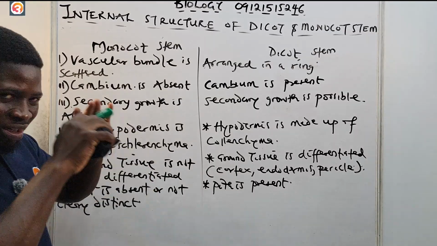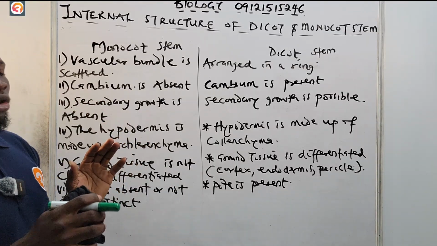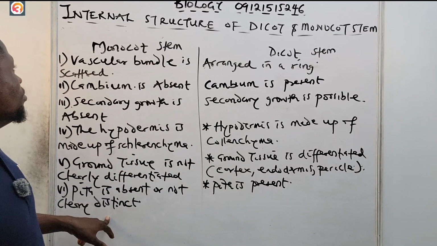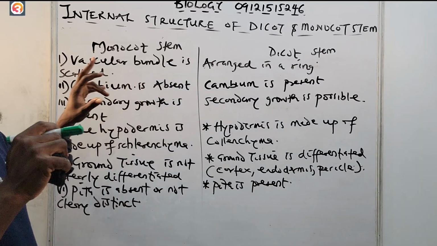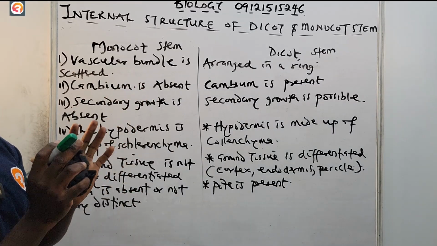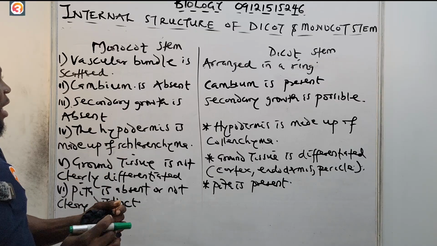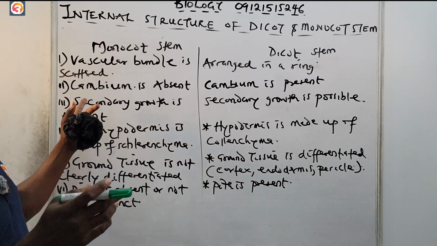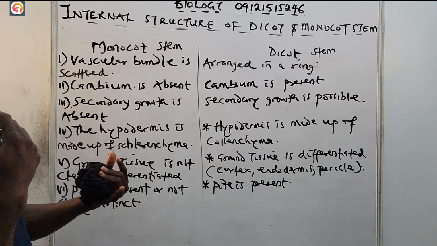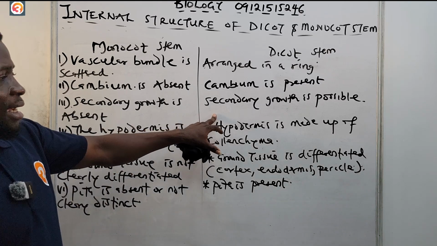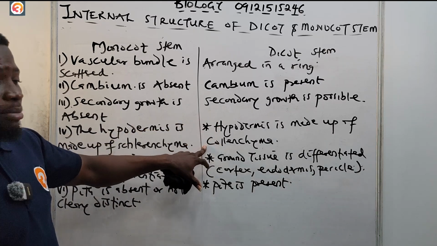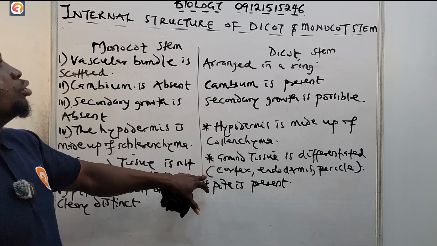For the drawing, we saw the pith centrally placed. But for the monocot stem, it is absent or it is not distinctly differentiated. All right, then of course we'll talk about the vascular bundle arrangement. We'll talk about the cambium, secondary growth, the hypodermis, ground tissue, pith.